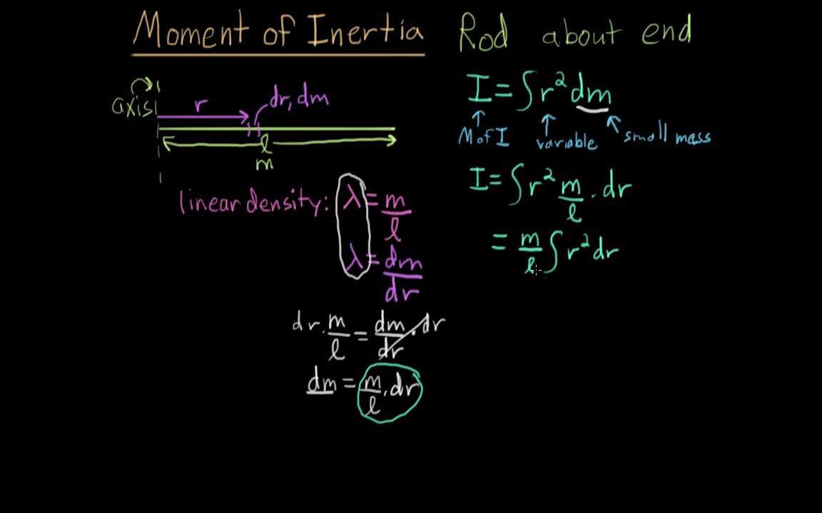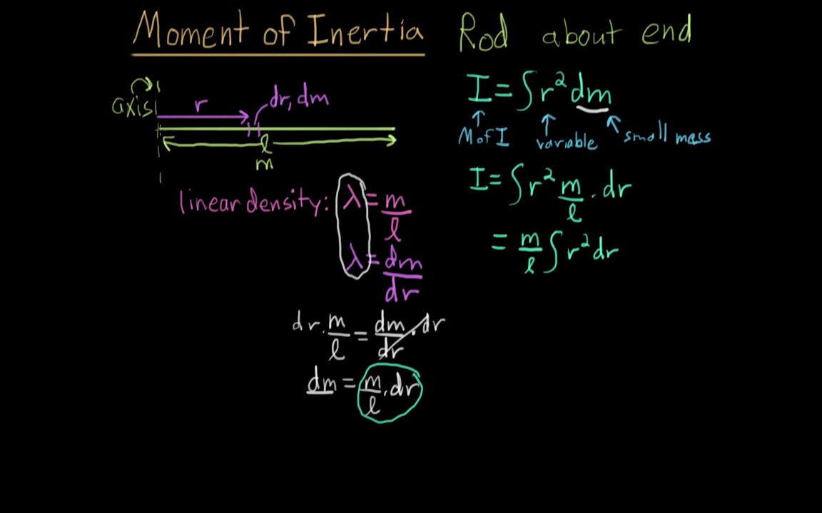Now, right now, this looks like an indefinite integral, which is an integral that you're just extending from infinity to negative infinity. But this is not an infinite length. This is a finite length. We have a rod. We can measure how long it is. And so we actually have to add bounds to it so it becomes a definite integral.